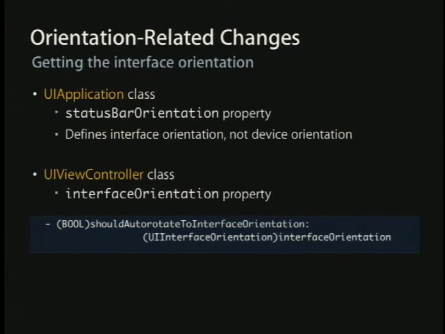For the interface orientation, there are kind of two ways to get at that. The UI application class defines the status bar orientation property. This is always up to date based on where the status bar currently is on the screen. So if you're holding the device in portrait and the status bar is up top, then status bar orientation is UI interface orientation portrait. If the status bar is on the left or right, it'll be landscape left or landscape right. That's on UI application. It defines the orientation of the interface, which may not necessarily be tied to the orientation of the device.